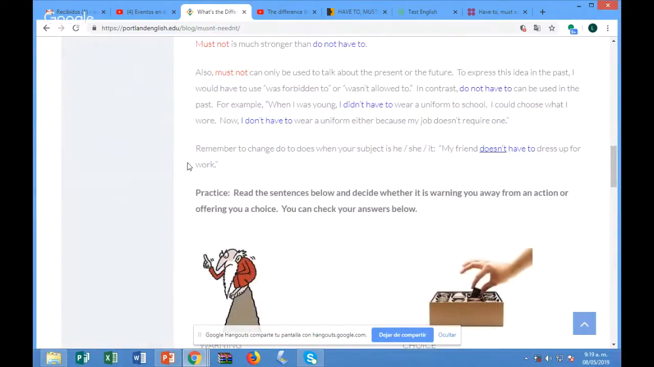Remember to change to do to does when the subject is she, he, or it. My friend doesn't have to dress up for work.